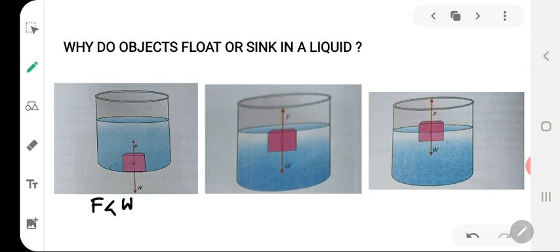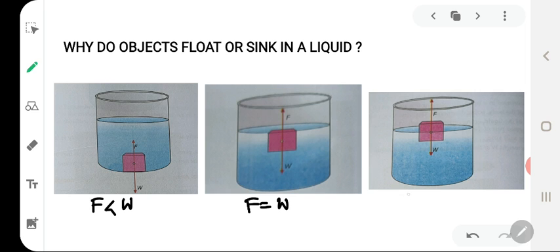Since the downward force is greater than the upward force, the body will sink, as is the situation with an iron nail or a stone. Now come to the second figure, when the buoyant force is equal to weight. As the downward and the upward forces are equal, the body will just float along the surface of the liquid, as is the situation with wood, a plastic mug filled with water, etc.